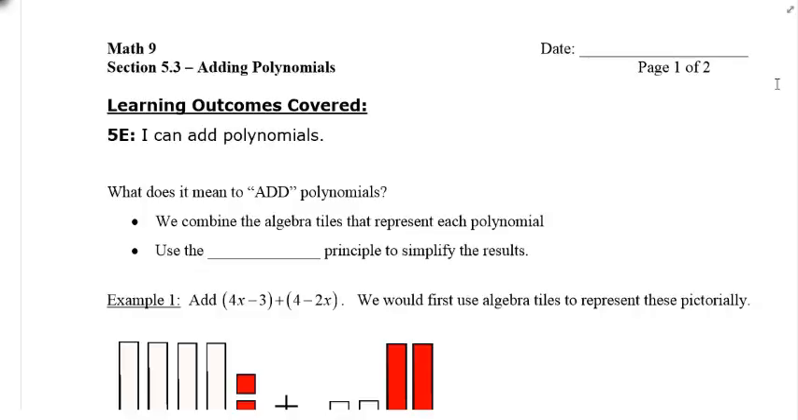Section 5.3, and now we're going to learn how to actually add the polynomials that we've been talking about together. So what does it actually mean to add polynomials? Well, the idea is this. We're going to combine algebra tiles that represent each polynomial. So we're going to use the sum or addition principle to simplify the results.